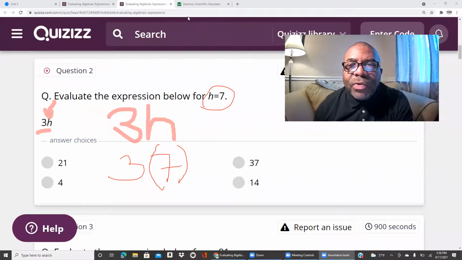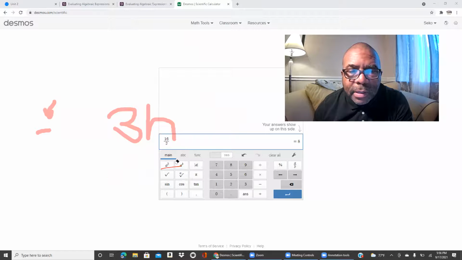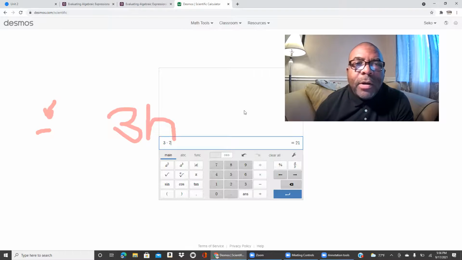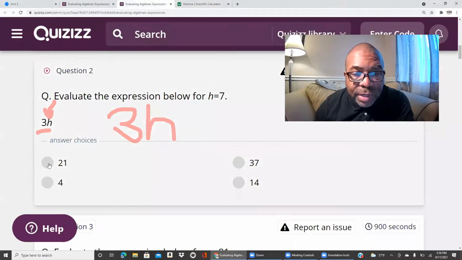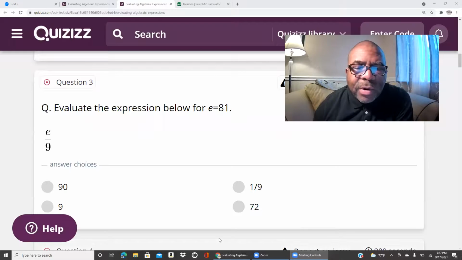So what is 3 times 7? Let's find out. 3 times 7. The answer is 21. Is 21 an answer? 21 is one of the answers. So we just answered that. Let's go ahead and work on this one.